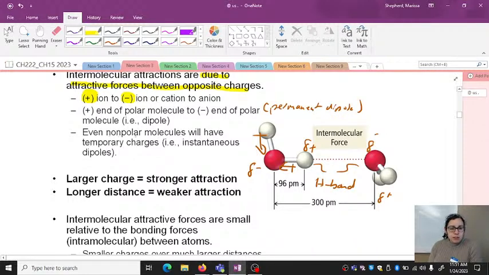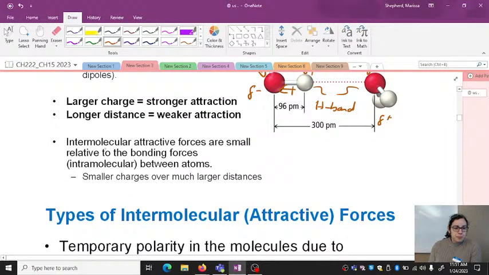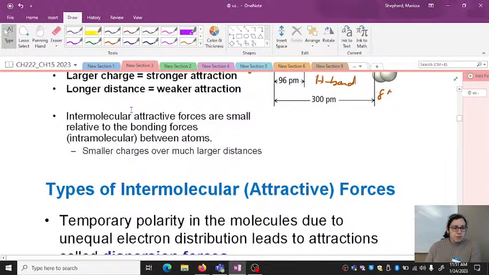We'll look at how even nonpolar molecules will have temporary charges, and what that means. A larger charge means stronger attraction, and a longer distance means a weaker attraction. You even saw that thinking back to WebMO with your bond lengths, how some were longer and some were shorter, and that depends on those attractive forces as well. Intermolecular forces are smaller relative to bonding forces, since intramolecular forces are between atoms.